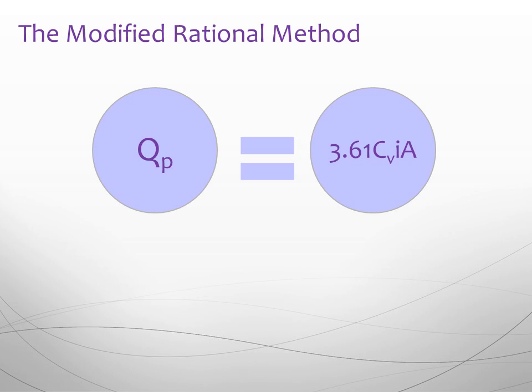The modified rational method is one of a number of different methods to work out the rainfall intensity, maximum flow and volume for a specific development site during a specific rainfall return period. The modified rational method is suitable for small developments.